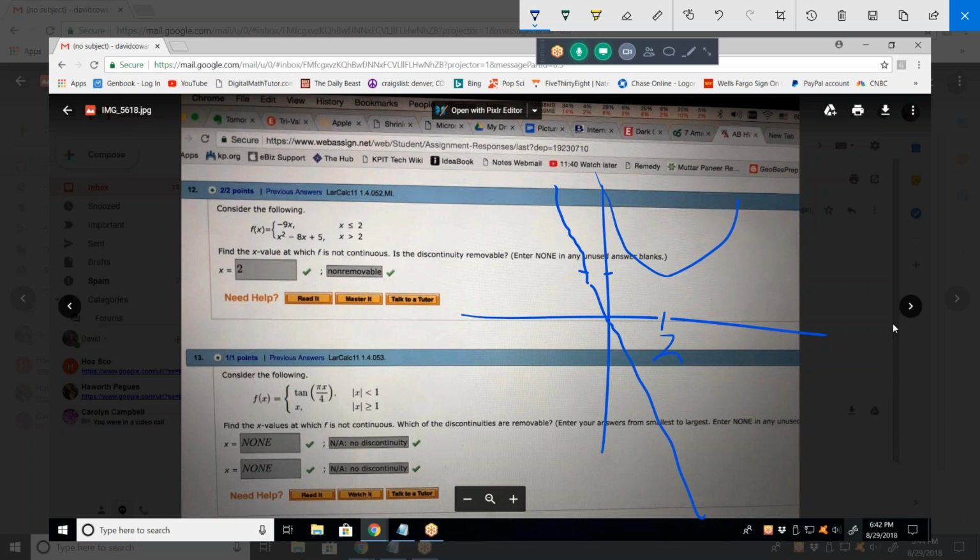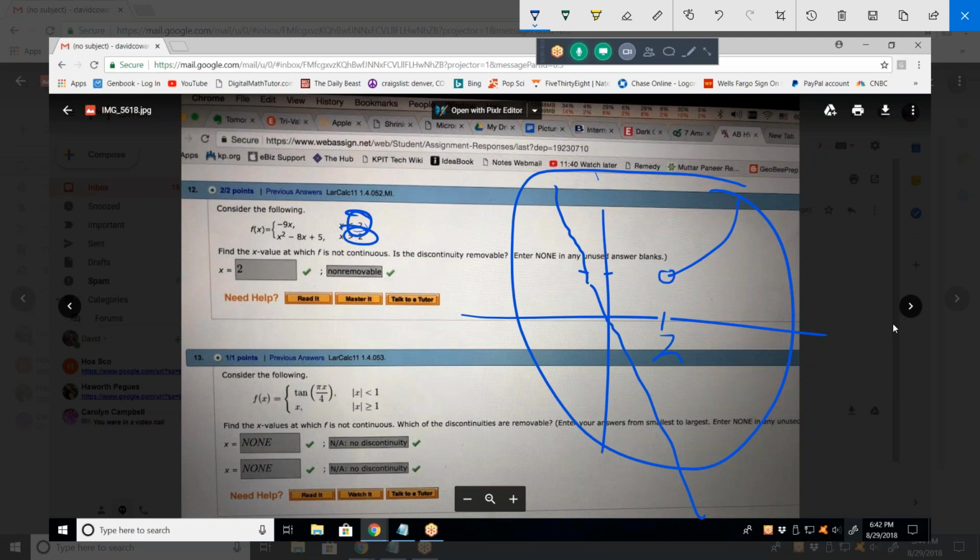Now, find the value at which f is not continuous. Yeah, that makes sense that it would be 2. It's going to have to be 2 because, exactly, there's no other. If I look at this graph here, I don't really see a discontinuity other than, here again, let me, there. Now I've drawn it correctly.